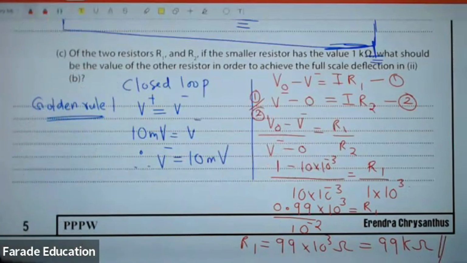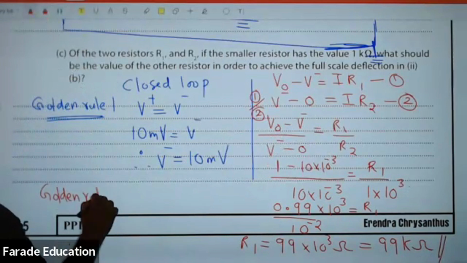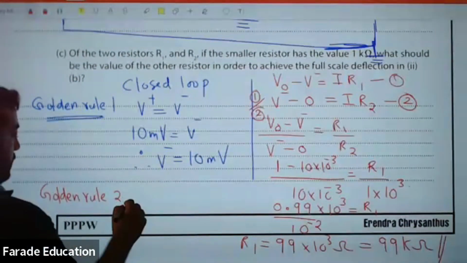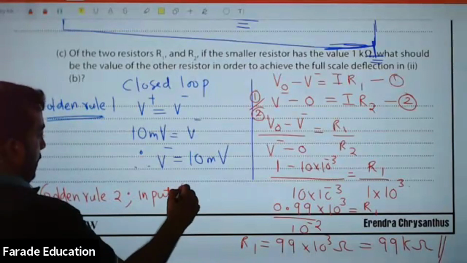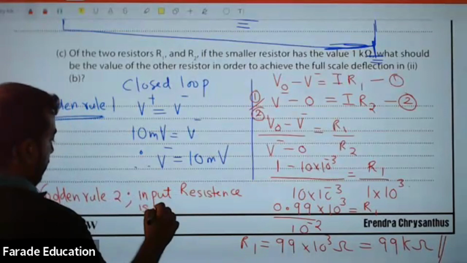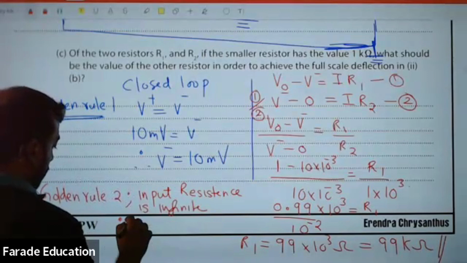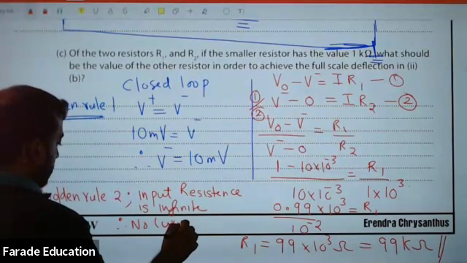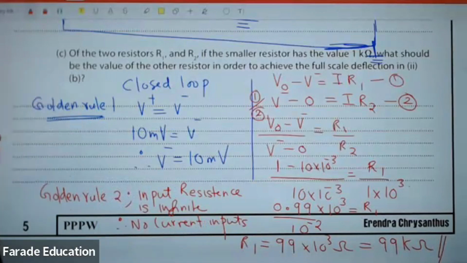Golden rule number 1. Then golden rule number 2 is input resistance is infinite. Therefore, no current input. No current input. Right.